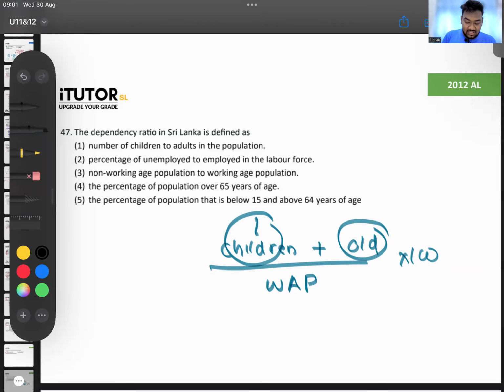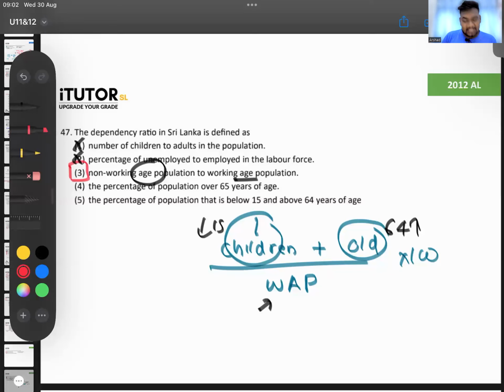Number of children to adults? No, not the number of children to adults. Percentage of unemployed to employed, that is not this. Non-working age population. Don't you think if these people are the working age, the children below 15 and the people above 64, we can call them the non-working age? Non-working age population to the working age population, the ratio of that, right? The ratio of the non-working age, that is the small children and the old people, as a percentage of the working age. So that looks more correct than 5.